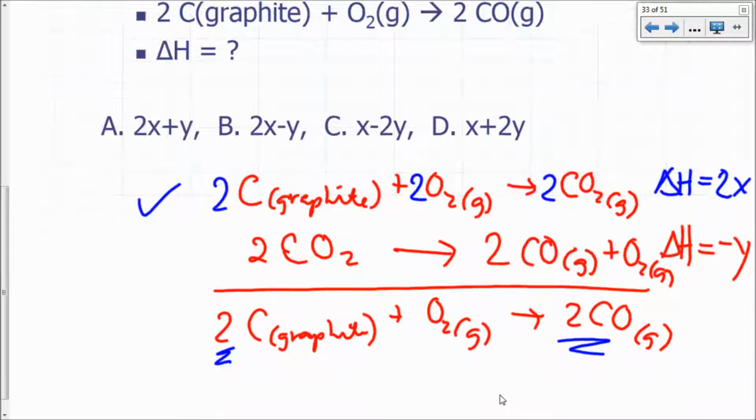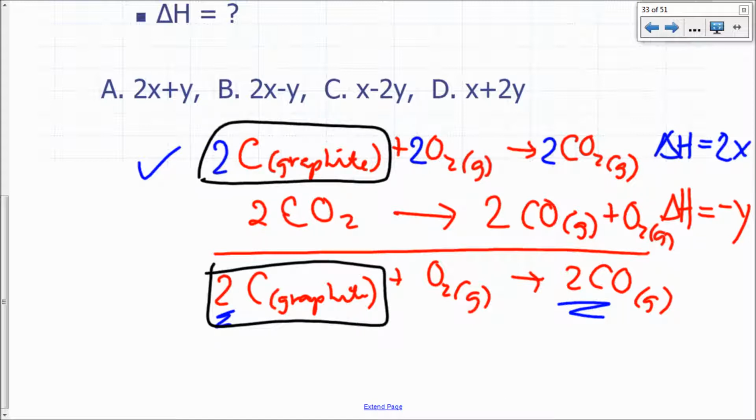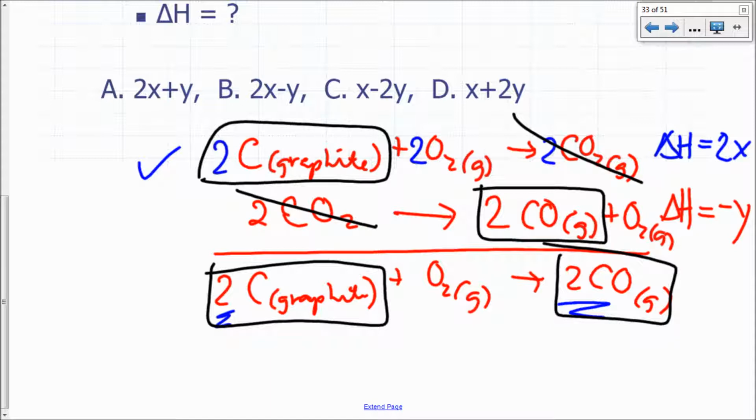So let's combine these two reactions. Now, does that give me the overall reaction I want? Well, I've got 2 graphites right here, 2 graphites right here, and I've got the 2 carbon monoxides up here, right? What happens to my CO2? I made 2, I lost 2. So CO2 does not appear in the overall reaction. What happened to my oxygen? I started out with 2 moles. I ended up with 1 mole, so that means I've lost 1 mole. So that's just 1 mole of O2 left. So I got the reaction I want.